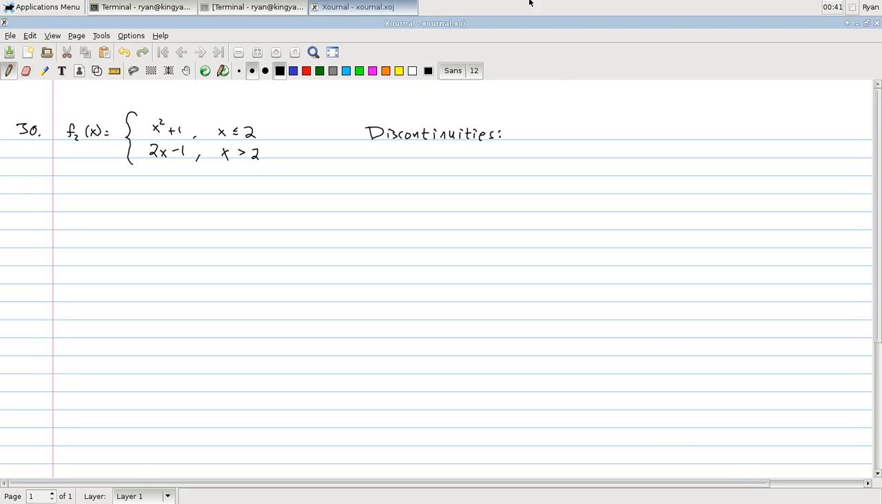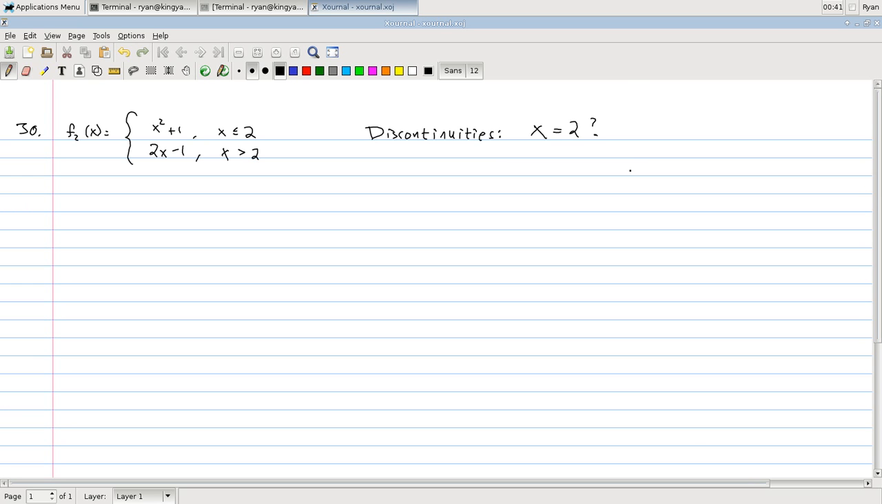So first, we recognize that each of these pieces are polynomials. So this piece is continuous, and this piece is continuous. So the only possible discontinuity is the breakpoint where the function changes definition from the first piece to the second. So we may have a discontinuity at x equals 2.